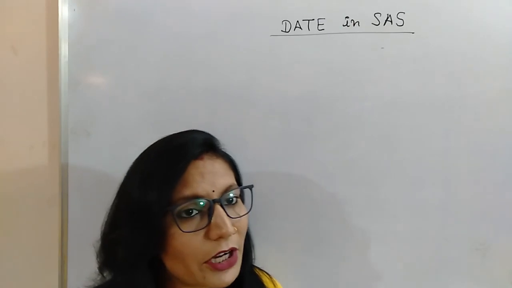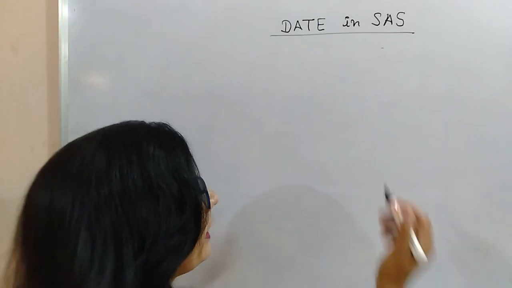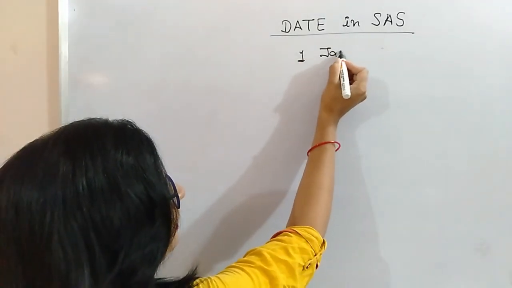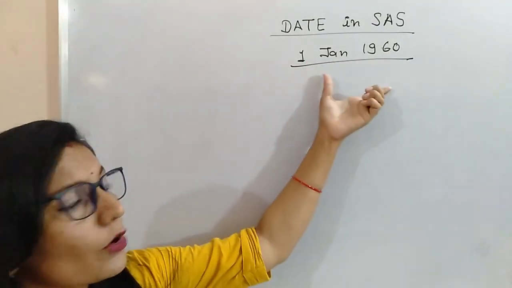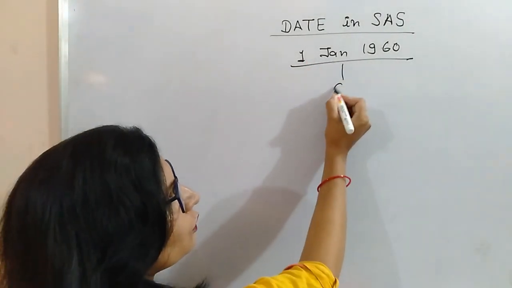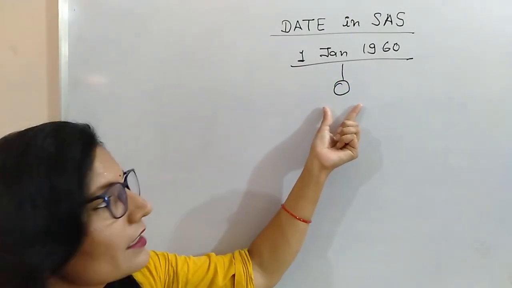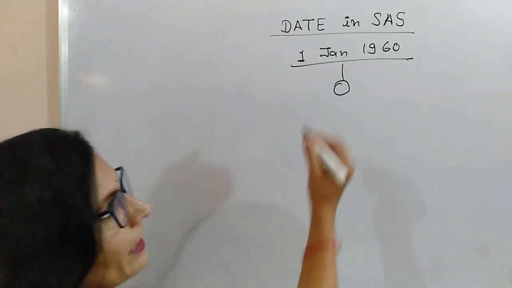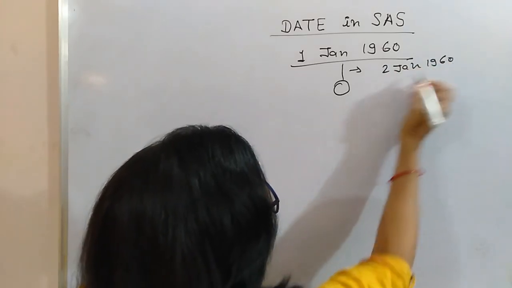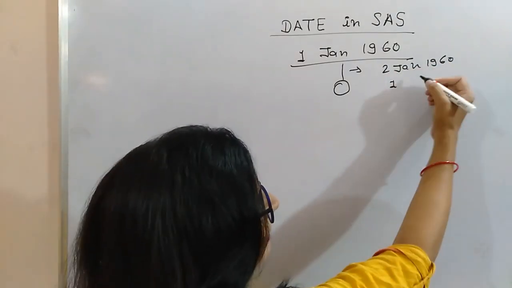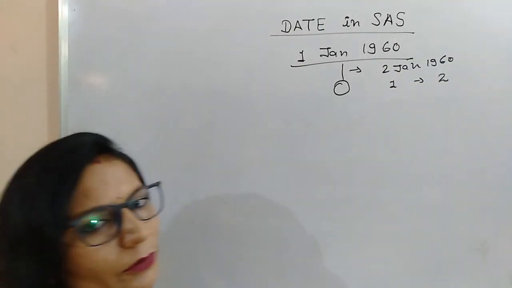Every language or every tool has an origin date. The origin date for SAS is 1st January 1960. What is the origin date? That is 1st January 1960. When we say origin date, that means that is 0. If the date is 1st January 1960, SAS will consider that as 0. Anything to the right side of this date, let's say 2nd January 1960, would be 1, then 3rd January and so on. So you will be increasing in terms of positive values: 1, 2, 3, 4 and so on.